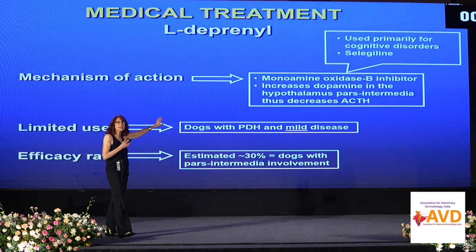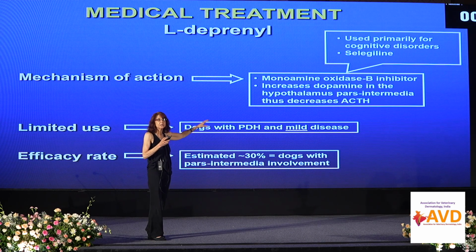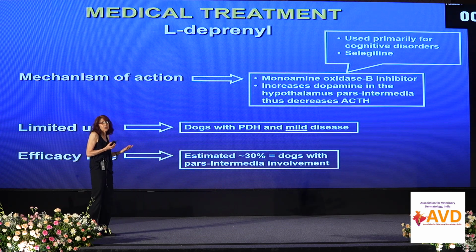So what it does is inhibit monoamine oxidase B, okay? That enzyme breaks down dopamine. And then we increase the concentration of dopamine in the pars intermedia, because ACTH secretion is controlled by dopamine only in the pars intermedia. Only 30%, 1/3 of dogs with pituitary dependent have abnormality affecting the pars intermedia. So again, it's not that good in that way.